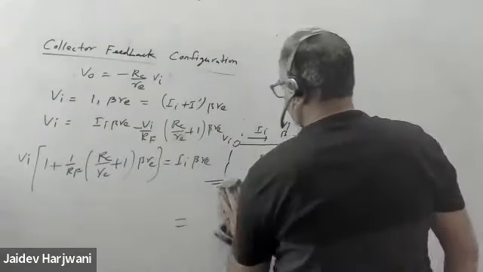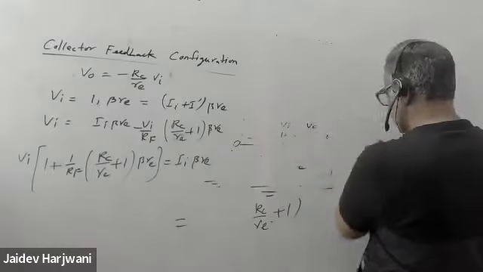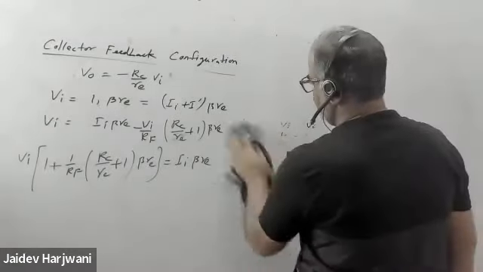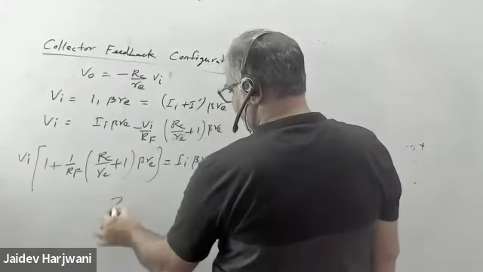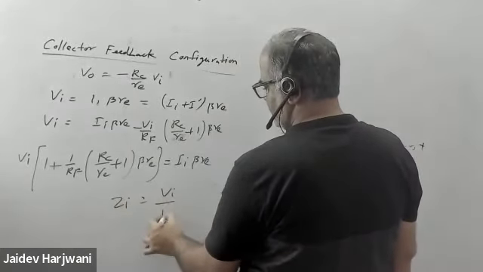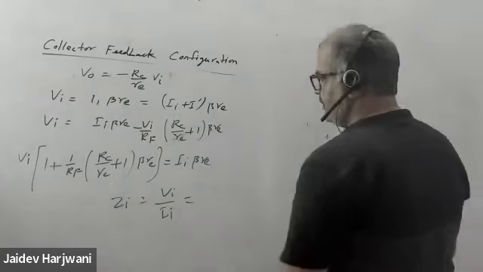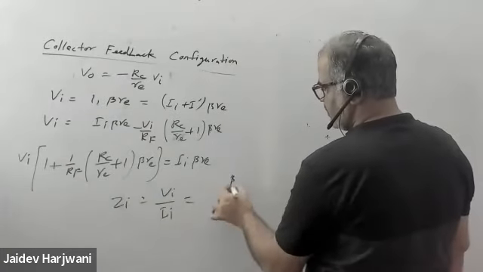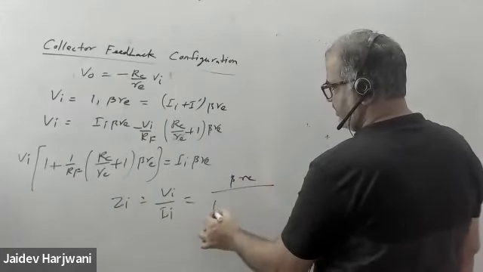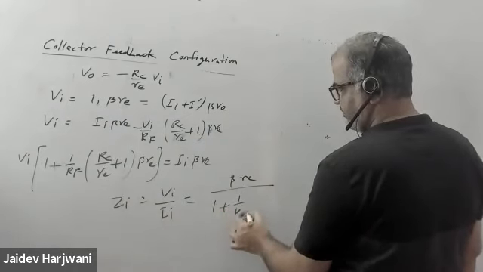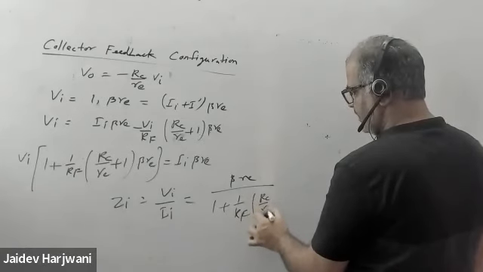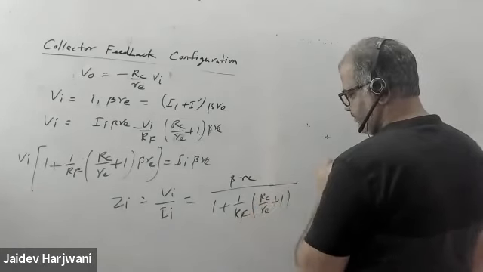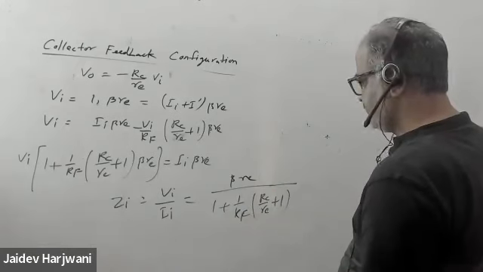And finally, I'm erasing this one, okay. So this will give you what? ZI equals to VI upon II, okay. That is beta RE upon 1 plus 1 upon RF, RC RE plus 1, okay.